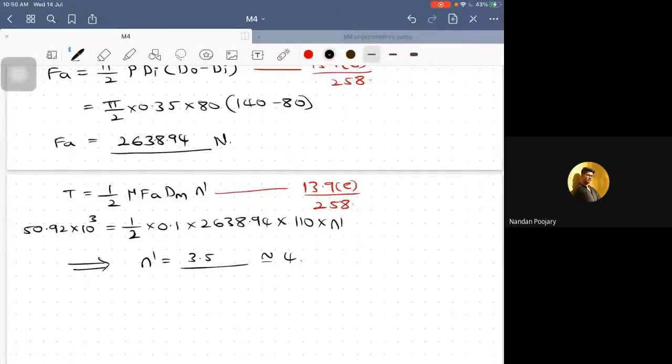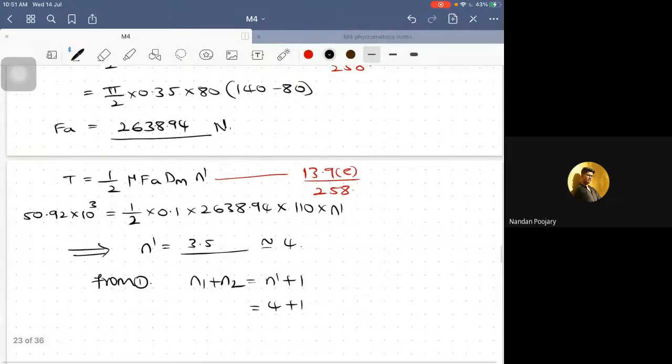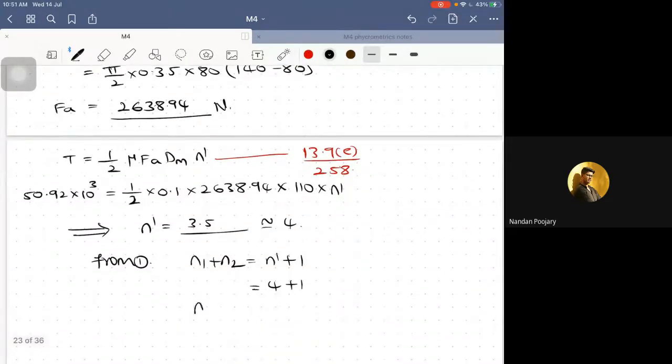What we require is n1 plus n2. So from equation 1, n1 plus n2 is equal to n dash plus 1. Correct? So it is 4 plus 1. From this, the number of steel and bronze plates required is 5.